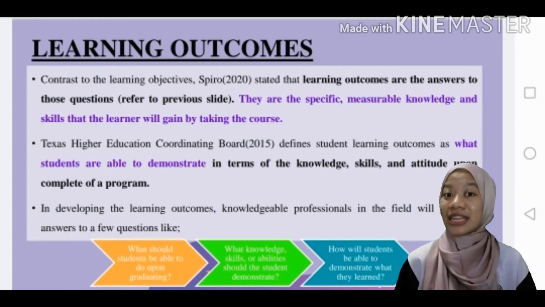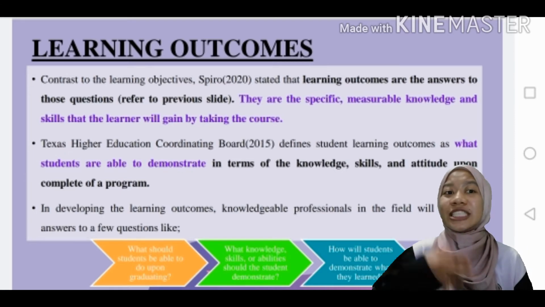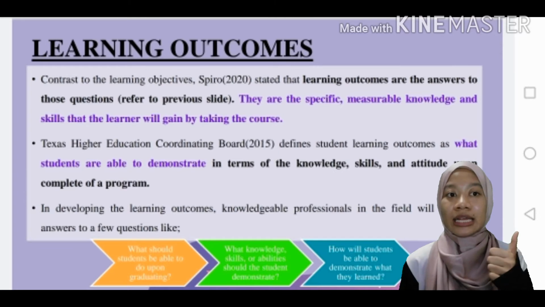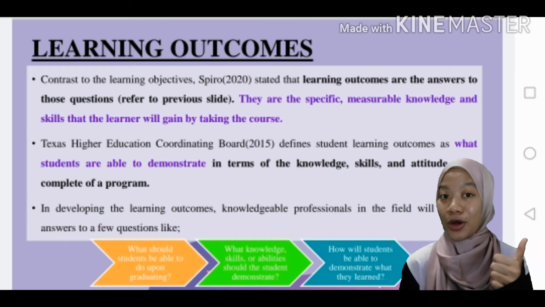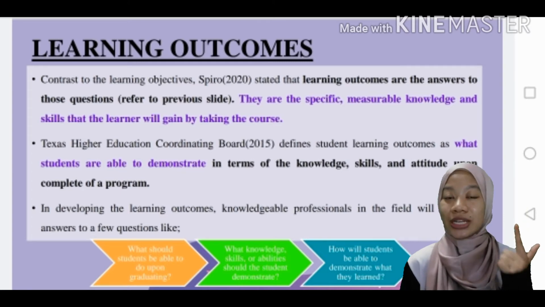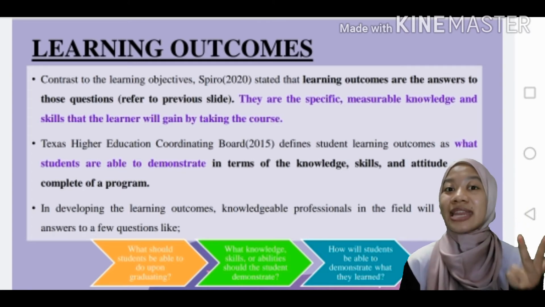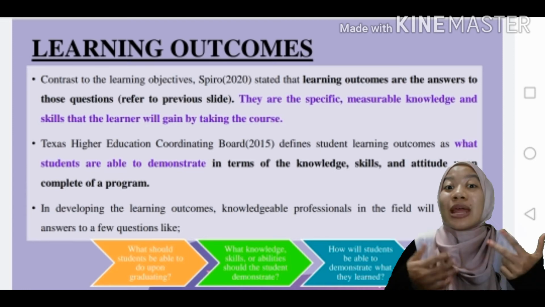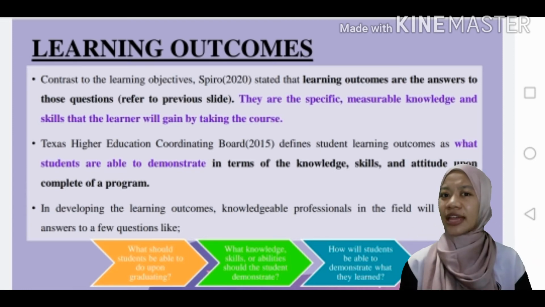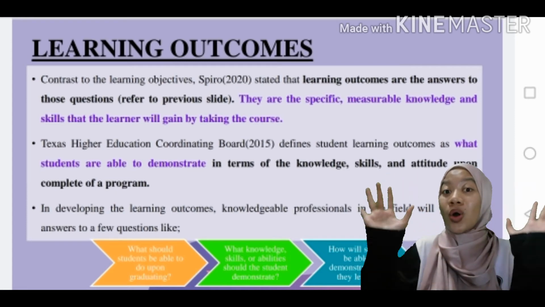In developing the learning outcomes, knowledgeable professionals in the field will generate answers to a few questions like, what should students be able to do upon graduating? What knowledge, skills or abilities should the students demonstrate? And how will students be able to demonstrate what they have learned? So you can see that learning outcomes are wider.